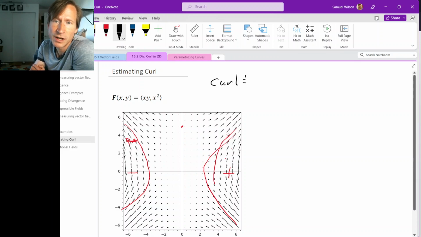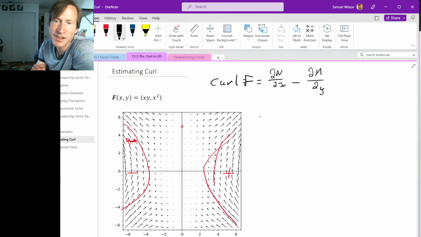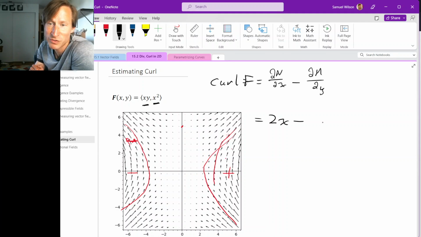So curl of this vector field F is partial n partial x minus partial m partial y. Don't forget that minus sign. So let's see, partial n partial x, we're looking at this coordinate and taking an x derivative, so that's 2x, minus partial m partial y, we're looking at this coordinate and taking a derivative with respect to y, so that's x. So what we get is x.